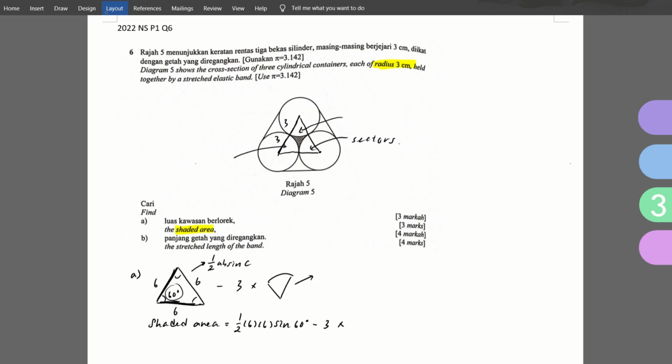And to find the area of the sector, the formula is 1 over 2 r squared theta. So for r, we can use the clue, which is 3. And for theta, which is here, it is actually the same as this angle, which is 60. As we know, 60 degrees converted to radian form will be pi over 3. And by calculating this, you will get 1.449 cm squared.